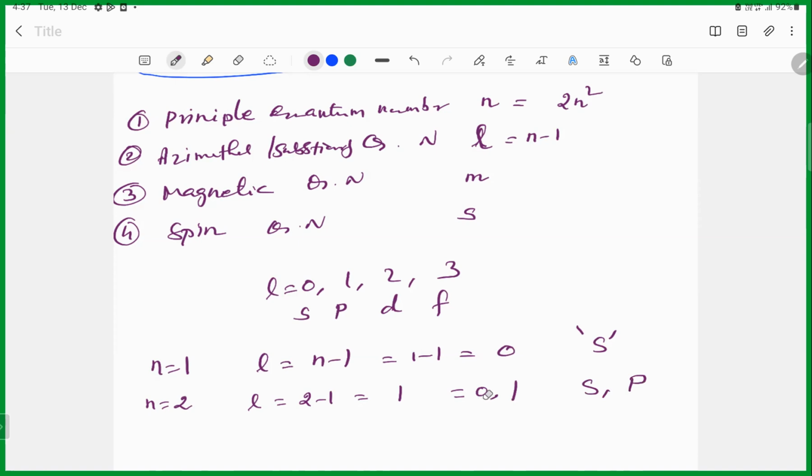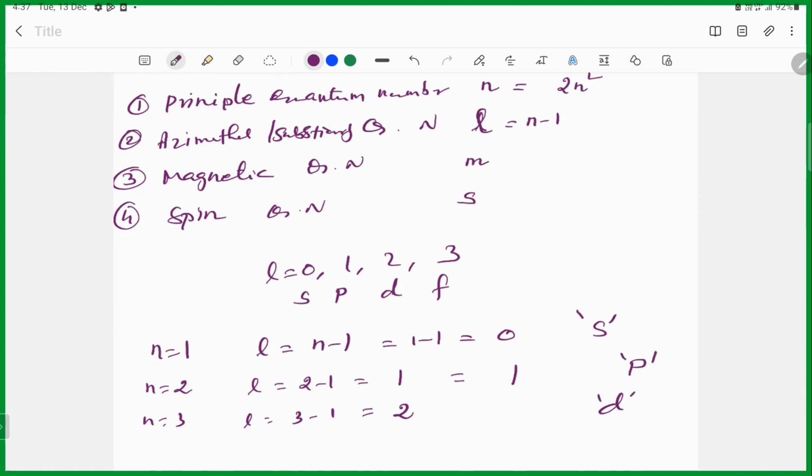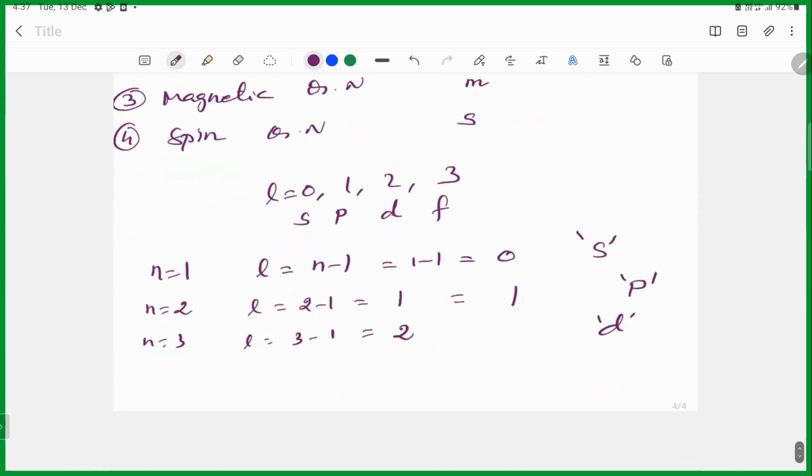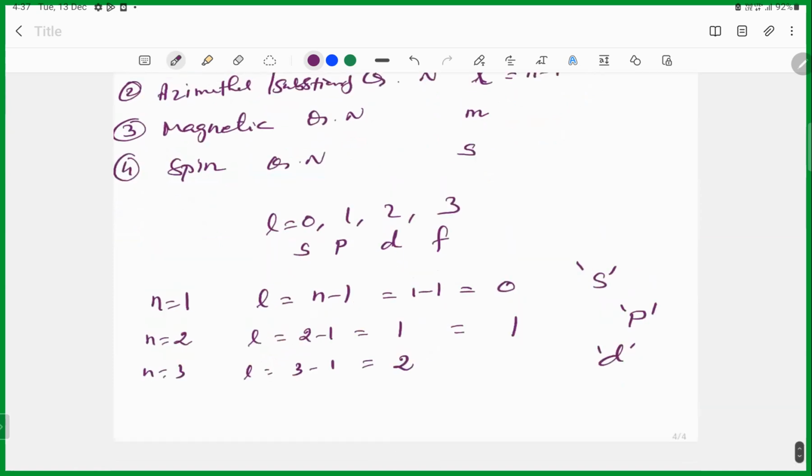So what I am saying, 1 means that is p orbital. And n is equal to 3, l is equal to 3 minus 1, it becomes 2. So 2 means it's a d orbital. n is equal to 4, l is equal to 4 minus 1, it becomes 3. That becomes f orbital.